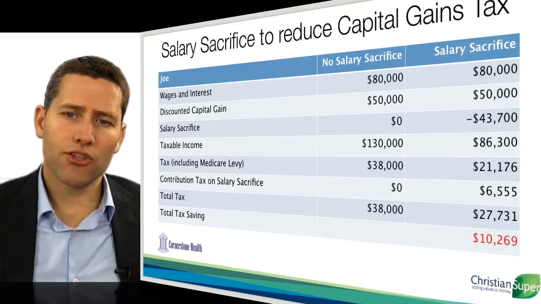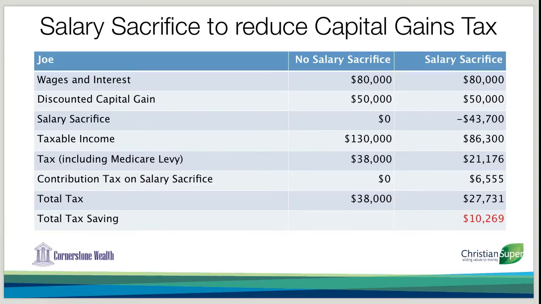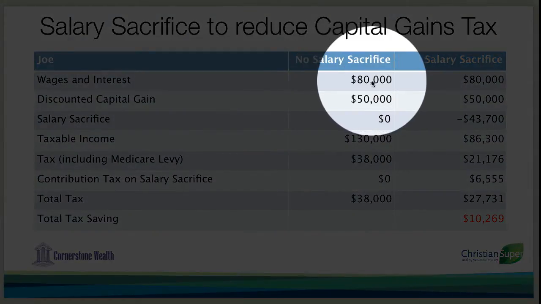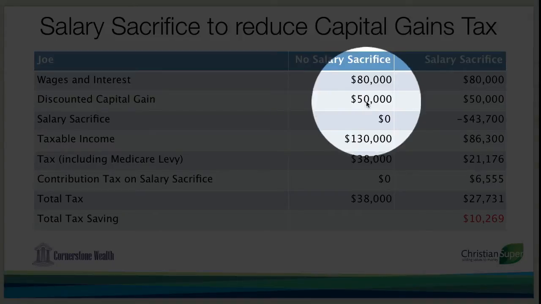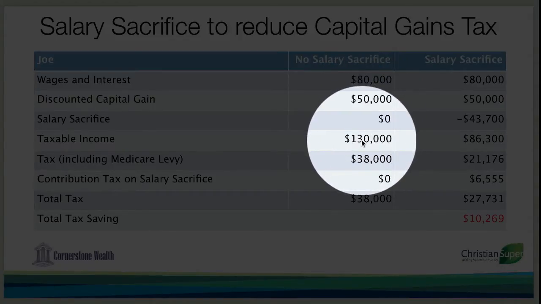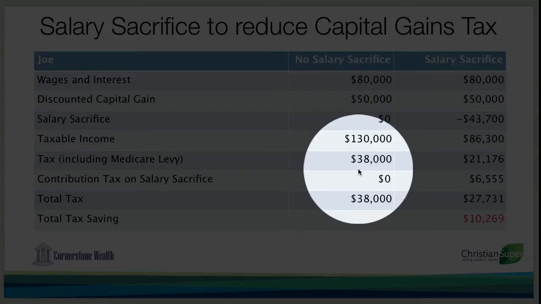Well, we're going to look at Joe and Mary separately. So in Joe's scenario, because he is employed, the only way that he can reduce his tax on the gain is by salary sacrificing. Now it's important that the salary sacrifice is done sufficiently early in the financial year to enable him to salary sacrifice the maximum amount. So we're looking at two different scenarios. If he does nothing, Joe's $80,000 plus the capital gain of $50,000 will mean he's got a taxable income of $137,000. So the total tax that he'll pay in that financial year is $38,000.